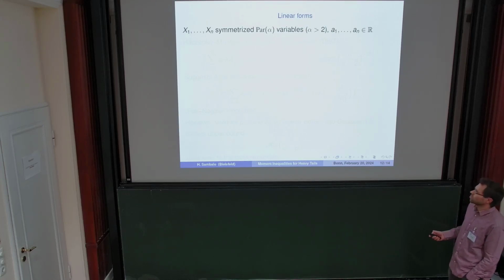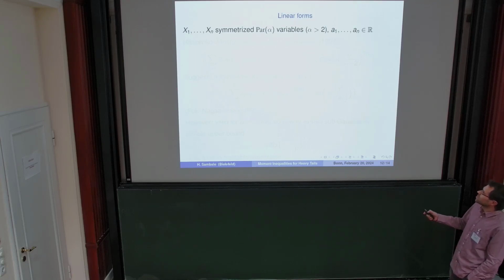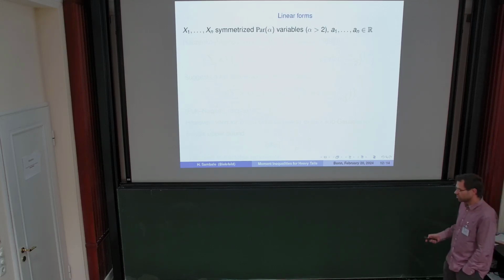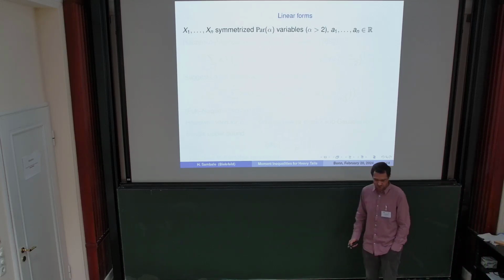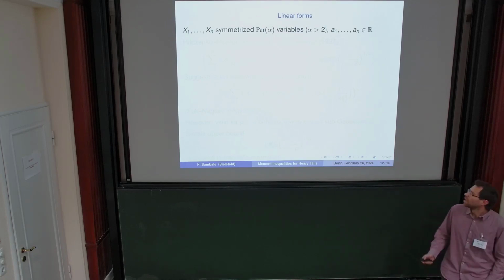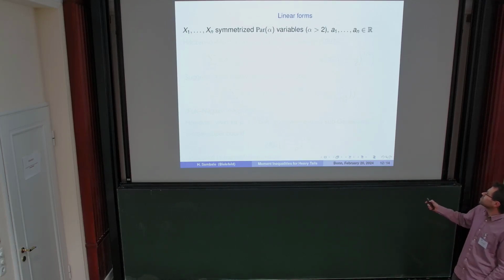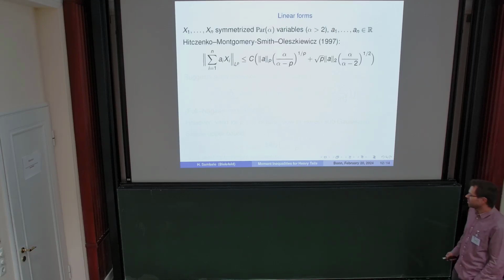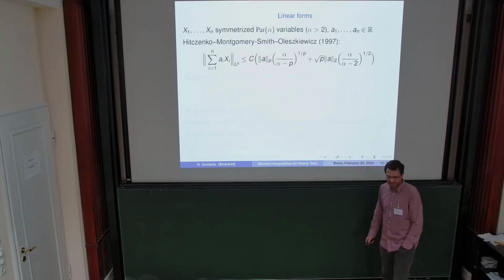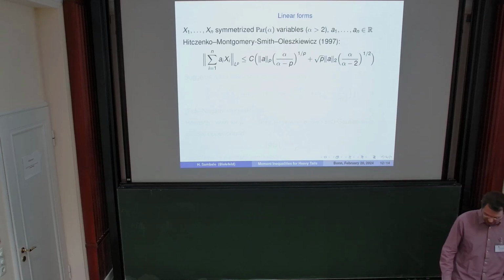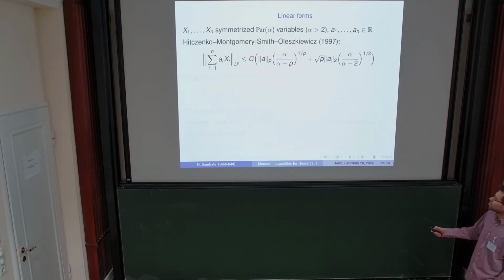And now let's have a look at linear forms, to see what happens further. So let us take symmetrized Pareto random variables this time, for some alpha which is greater than 2, because we assume that p is greater or equal to 2. And some coefficients a1 to an. And then you can apply theory from the 90s by Hitczenko, Montgomery-Smith, and Oleszkiewicz, which gives you very fine L^p bounds for this stuff here.